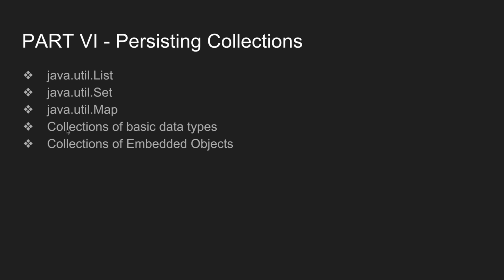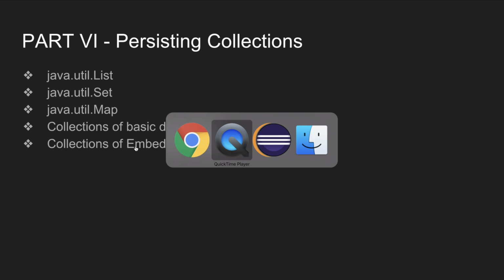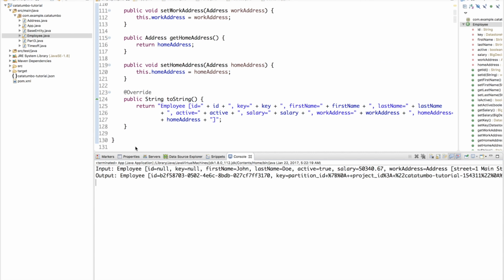So I'm going to show you how to persist collections of basic data types. Let's say you just want to persist a list of strings or list of numbers, that's pretty easy to do. You could also persist a collection of embedded objects. So let's go ahead and switch to Eclipse and start writing some code.